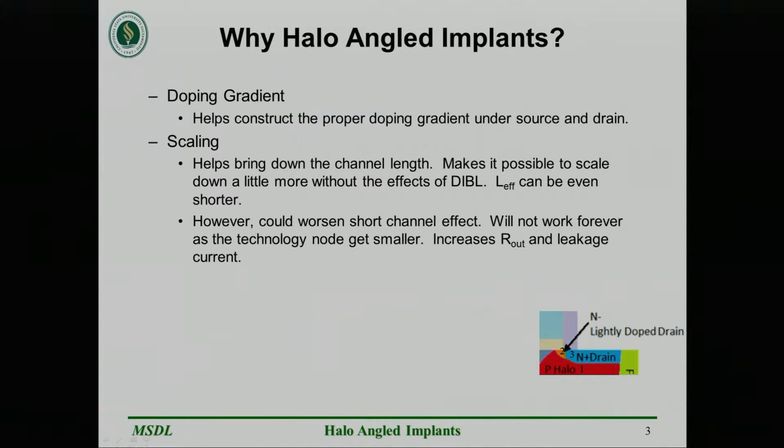The second reason is to help bring down the channel length and make it possible to scale further without affecting DIBL, which I'll explain later. As the channel length gets shorter, there are other effects like VT roll-off that'll improve. However, this could worsen the short channel effects. We can't scale forever, and halo will only bring us so far. This will also have issues with R-out and leakage currents.